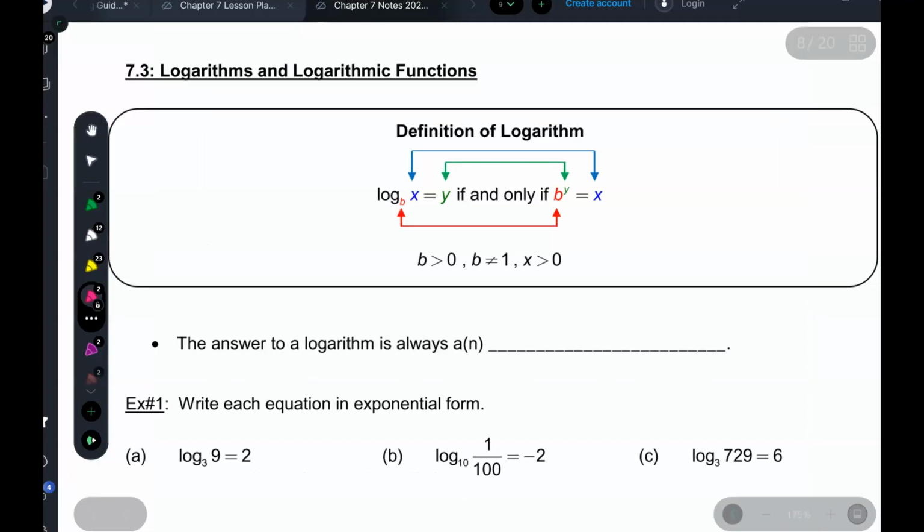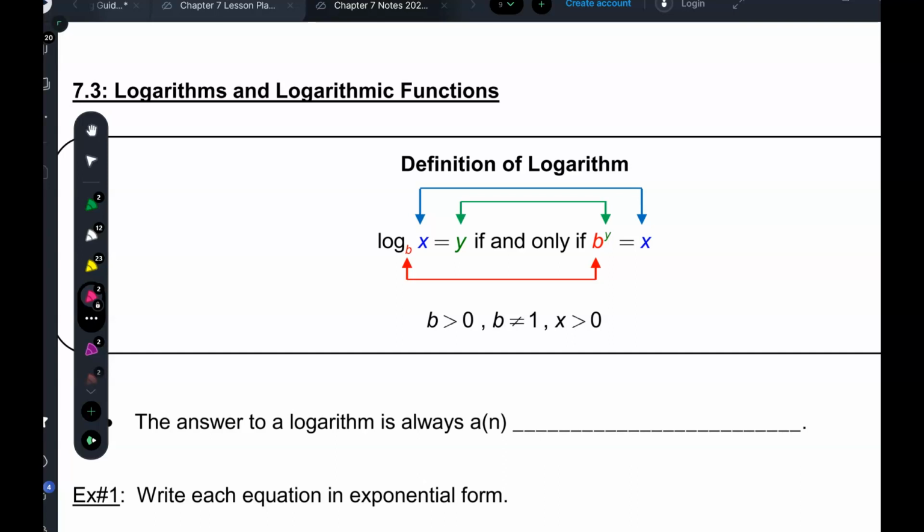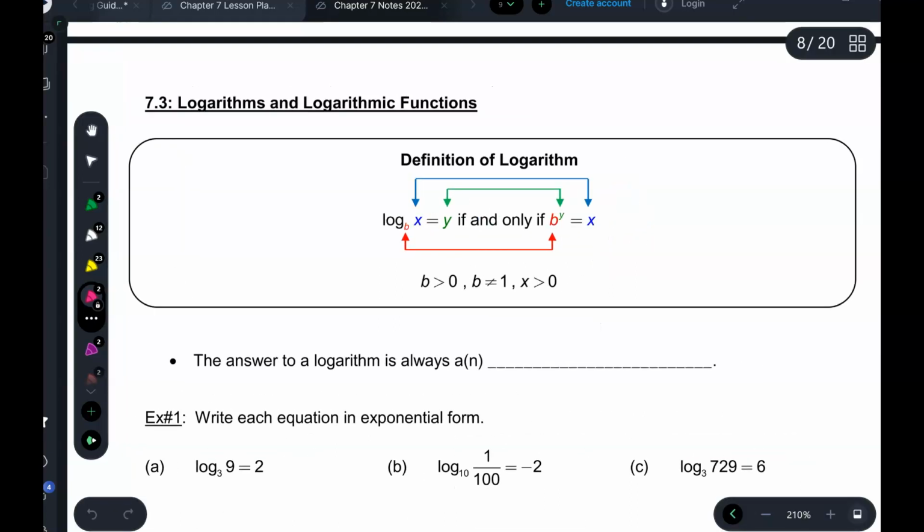Okay, starting off, yes, we're going to be doing logarithms. They're not big, scary things. Logarithms are just a special way to describe exponents. It's a different kind of exponent. So anything that's written with a logarithm can be changed to an exponential form.